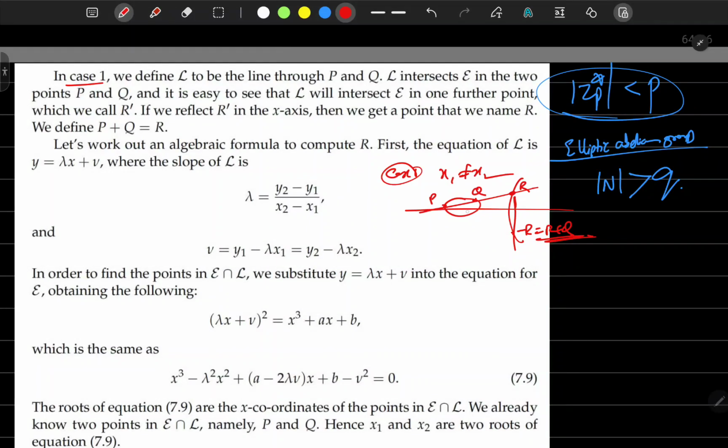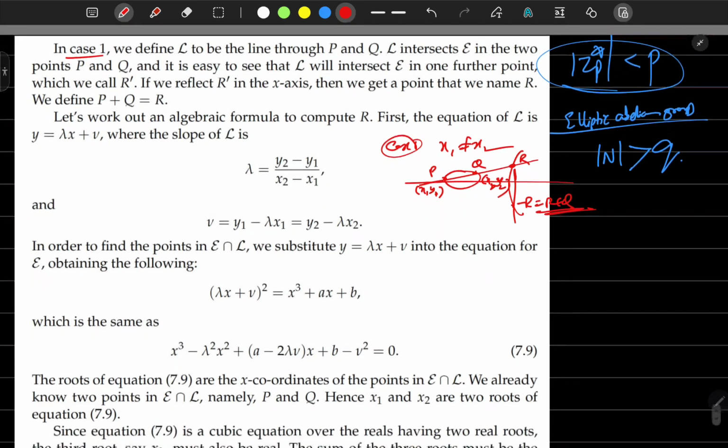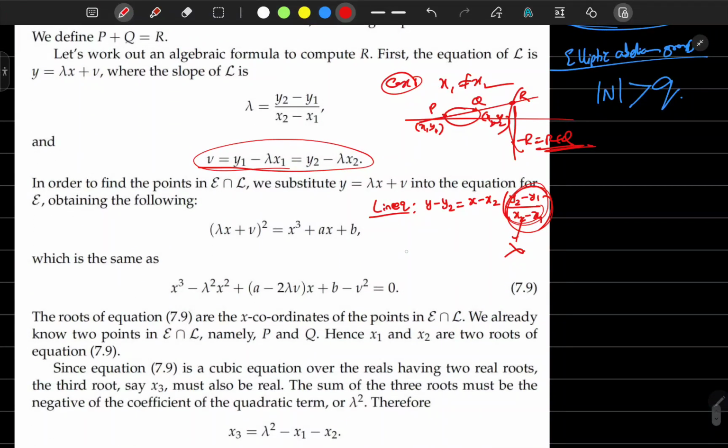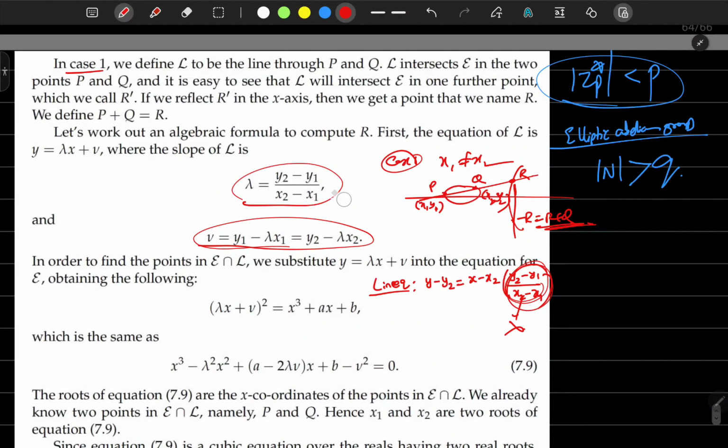Now what will we do: from these two points (x1, y1) and (x2, y2), we can find the line equation, right? The line equation is y minus y2 equals slope times (x minus x2), where the slope is (y2 minus y1) by (x2 minus x1). All this we call lambda. Another way of writing the line equation is y equals mx plus c, and to find c we substitute the points. Lambda is nothing but the slope, which we have found.